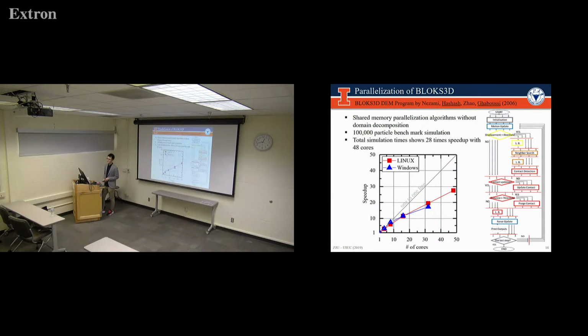So as I mentioned, for DEM, it is usually computationally intensive. So this is where the parallelization idea comes to mind. Professor Hashash and his research team have developed the parallel version of Block 3D. This is a shared memory parallelization algorithm without domain decomposition. On the 100,000 particle benchmark simulations, this parallel version was able to reach about 28 times faster using 48 cores compared with a single core simulation.